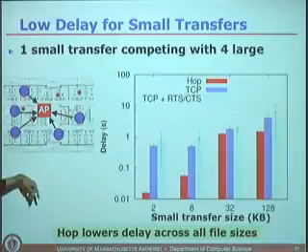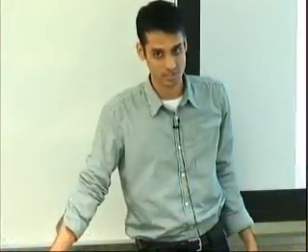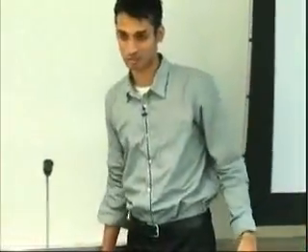The red line is HOP. HOP consistently achieves lower delays for all sizes than TCP. So delay is not being affected, and this is simply because of the microblock prioritization scheme. So the sender just sends it if it's less than 16 kilobytes, and then the receiver prioritizes small blocks over large blocks.